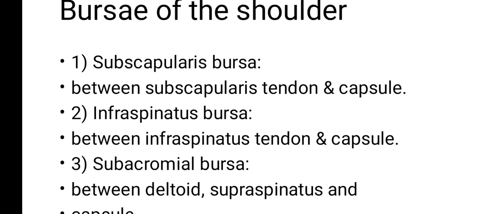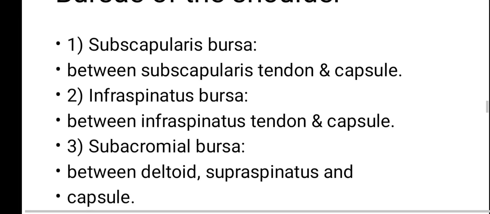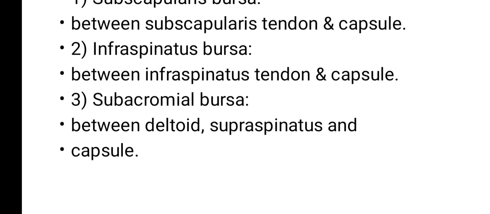Alright, so the subscapularis bursa is between the subscapularis tendon and the capsule. Infraspinatus bursa is between the infraspinatus tendon and the capsule. Subacromial bursa is between the deltoid muscle, the supraspinatus and the capsule. So now you know why the subacromial bursa is the most commonly injured.